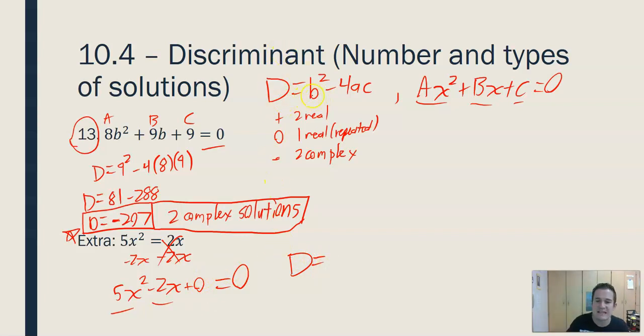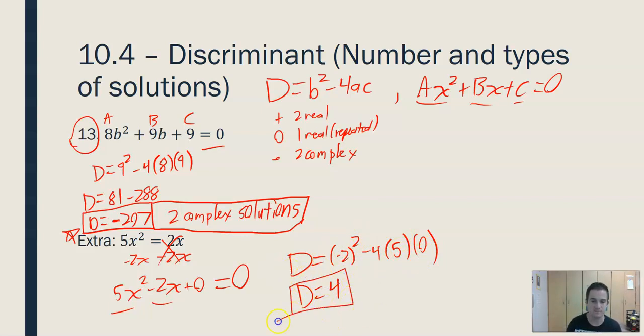So my discriminant is b squared minus 4 times a times c. So negative 2 squared minus 4 times a, which is 5, times c, which is 0. Okay, well, negative 2 squared, negative 2 times negative 2 is a positive 4. Negative 4 times 5 times 0 is 0. So my discriminant is just 4. So what does that tell me? Well, since my discriminant is positive, that means I'm going to have two real solutions.